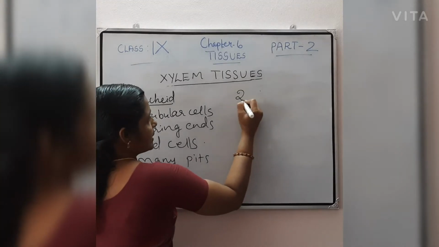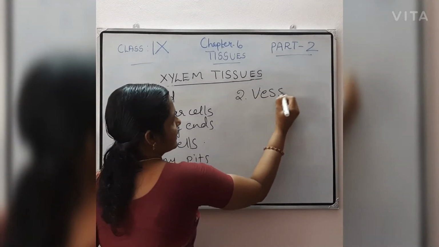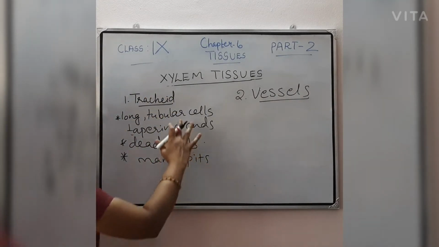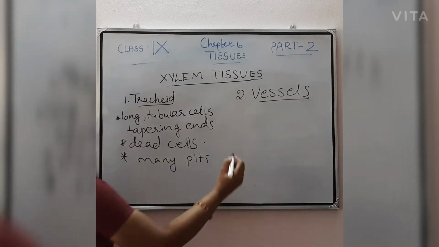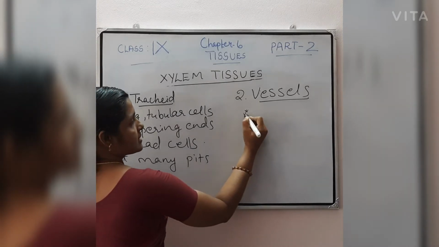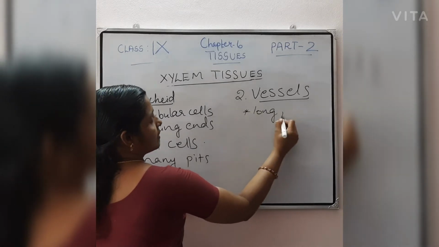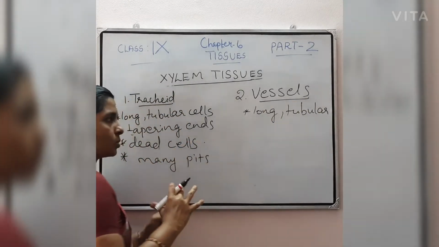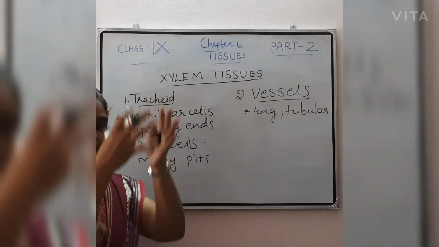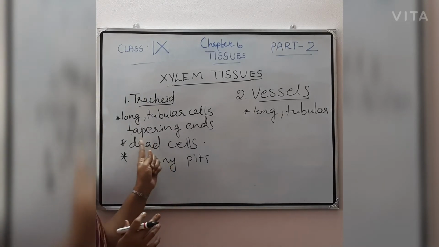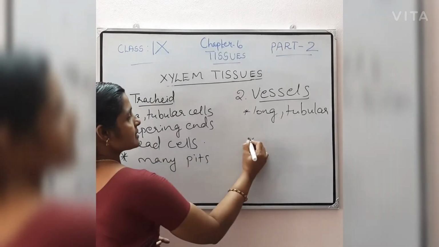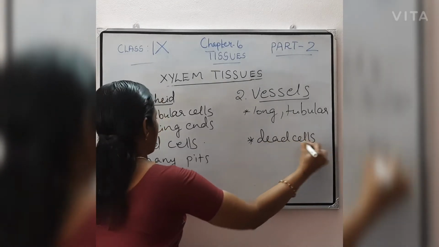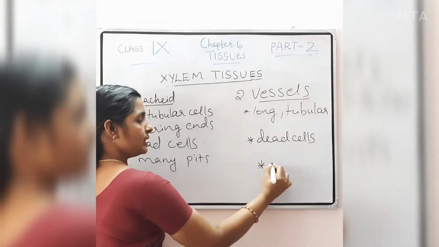Then the second one is vessels. The second element is vessels. Vessels show similar characters. They are long tubular structures, but with much more width, not tapering ends. These are also dead cells and consist of many pits.